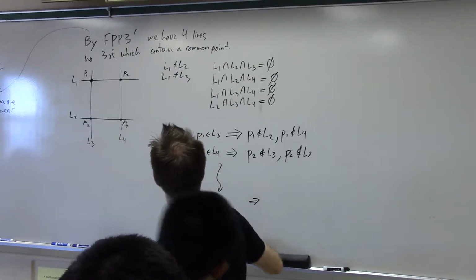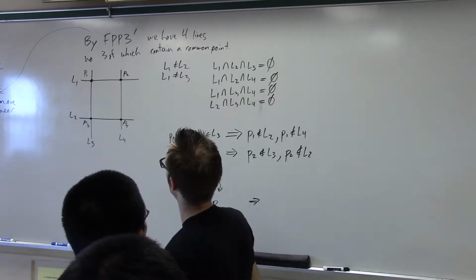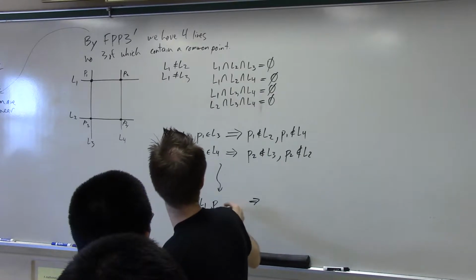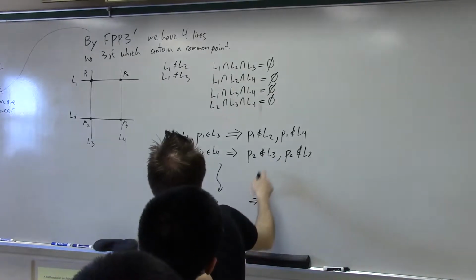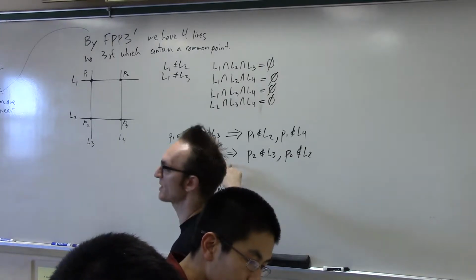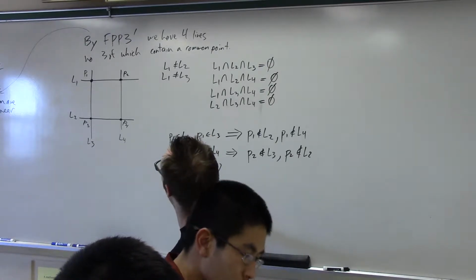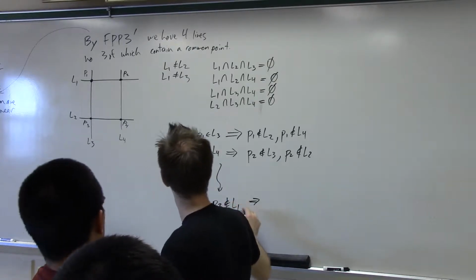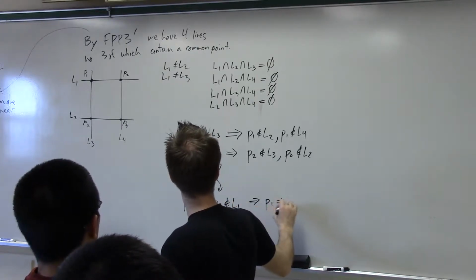So P1 is on L1, and what's something that's not on L1? P2. No, P2 is on L1. P3. Okay, P3 is not on L1. I haven't written that yet, but it's here in my et ceteras, right? So P1 is on L1, P3 is not on L1, therefore P1 does not equal P3.